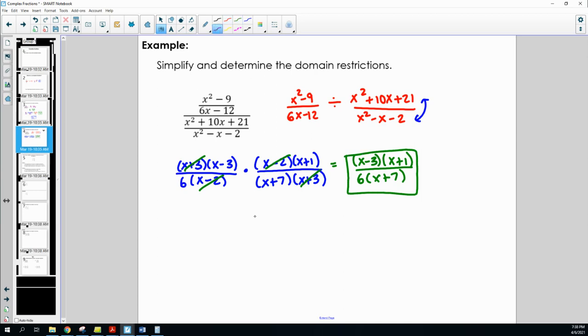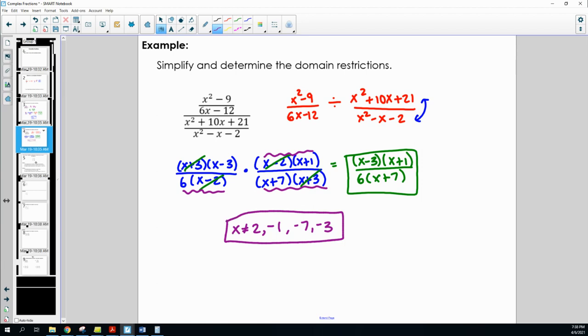And again, I also need my domain restrictions. So I'm going to take the denominator of the first fraction and set it to 0. So x cannot equal 2. I'm ignoring that 6 because it's a constant. I'm going to take the numerator of the second fraction, set it to 0. So x minus 2, we already have 2. X plus 1, we'll get negative 1. And then the denominator of that second fraction as well. So we'll get negative 7 and negative 3. And those are our restrictions.